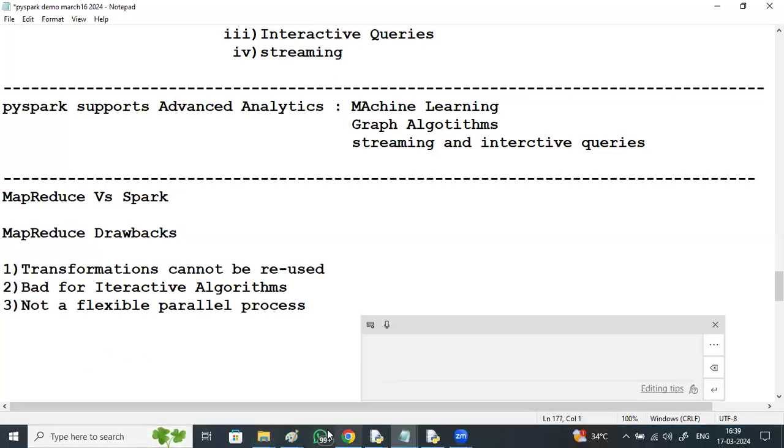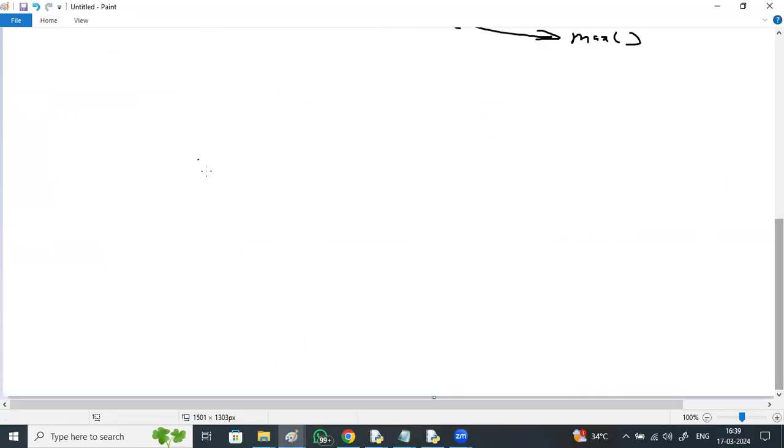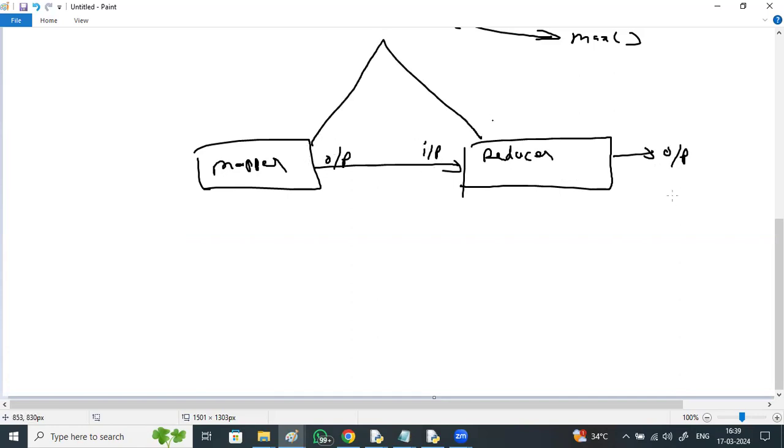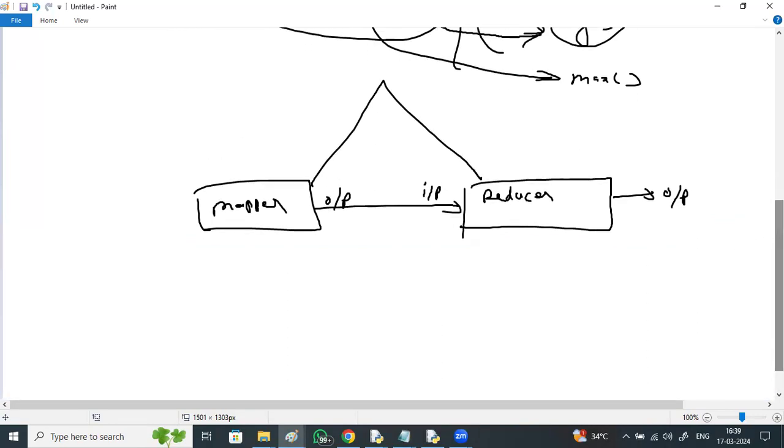Mapper and reducer, can they execute parallelly? MapReduce is designed for parallel processing. You got a mapper. This mapper output is taken as the input by the reducer. Reducer output finally is stored, right? But can you execute this mapper and reducer parallelly? MapReduce is designed for parallel processing, but can the mapper and reducer be executed parallelly?